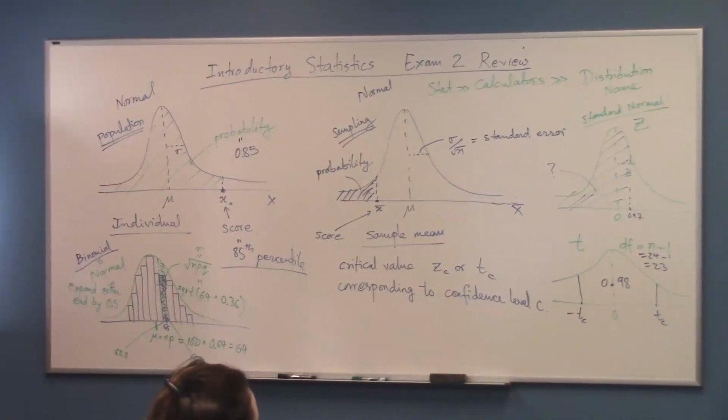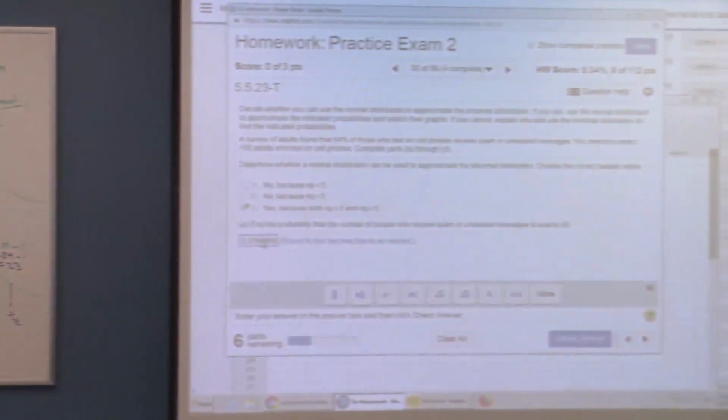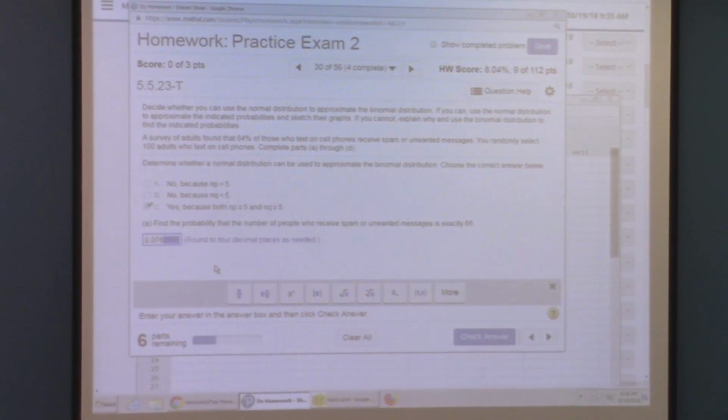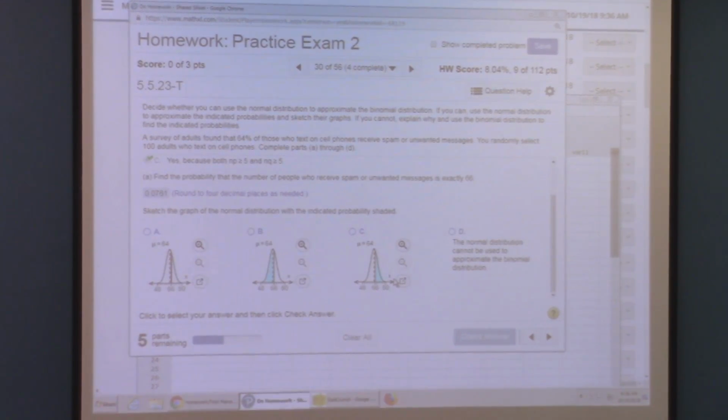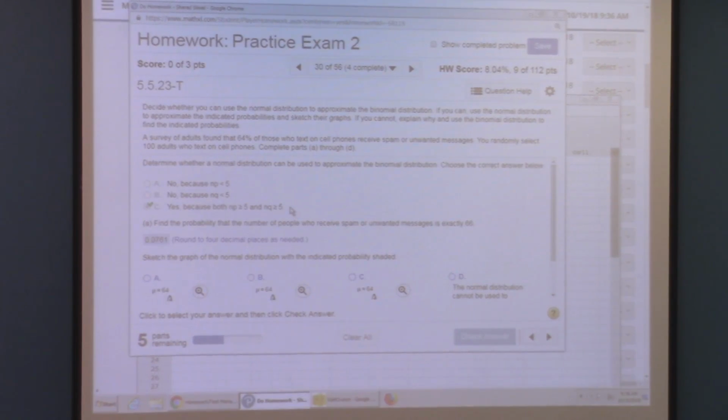Round to 4 decimal places, and it's going to be 0.761. See that? Now, the problem doesn't ask you to use binomial, but let's say the criterion we used failed, right?